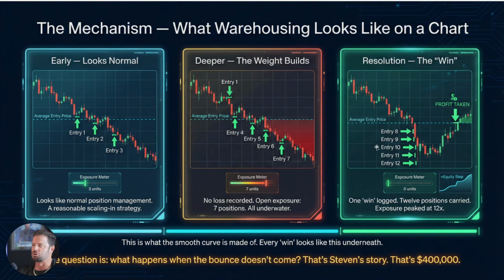These positions will accumulate. You'll have 10, 20, sometimes 30, 50. I've seen a system up over 100. Okay, it's nuts. And it gets extremely heavy. All right, so we're going to talk about this. And this is exactly what happened to Steven. Okay, the bounce never came, and he ran out of capital before the bounce happened.